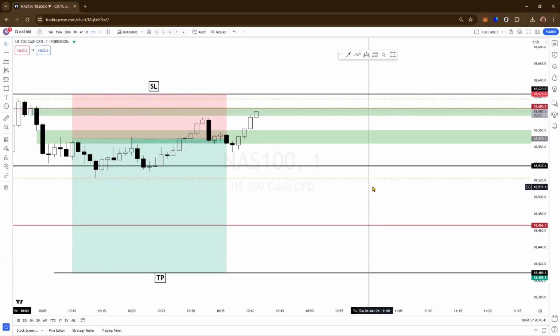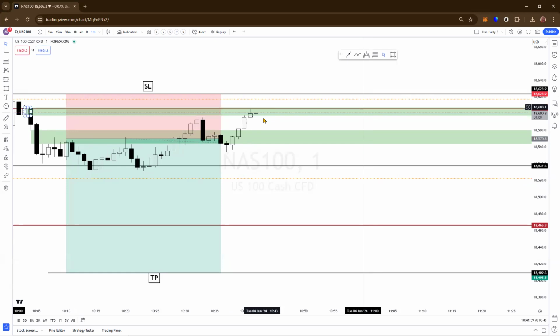So if it closes above this area here, it's not going to look good for me. Okay, so we got something hanging here, so let's see what happens. That might just turn into a bearish engulfing candle. We got 20 seconds to find out. If it becomes bigger than that candle, it's a positive sign, so just wait.